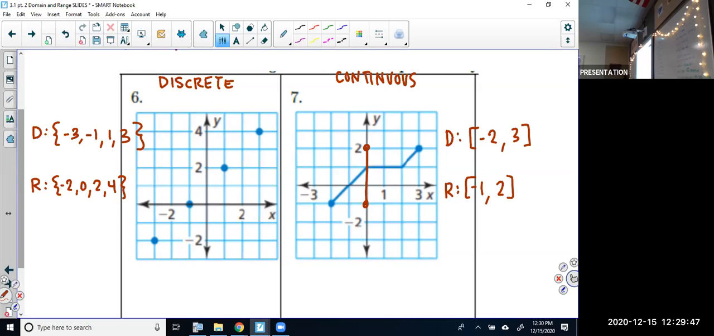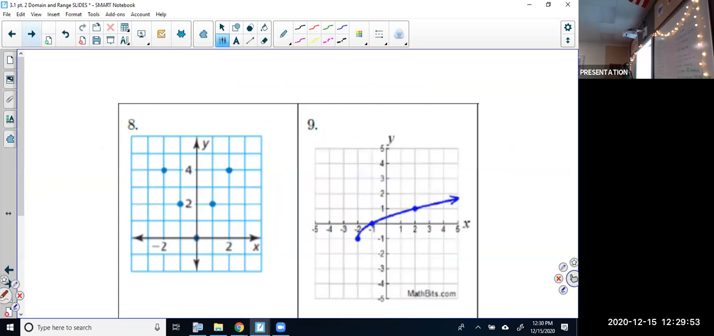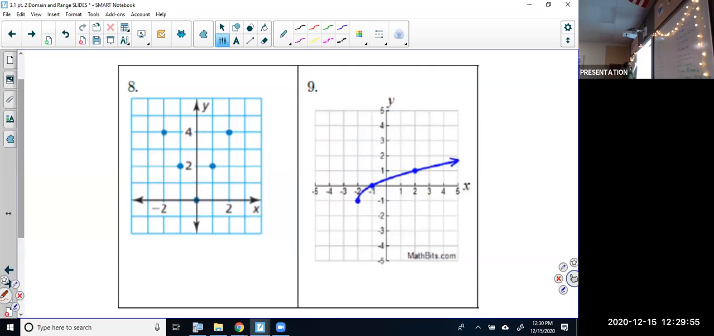Okay, so on number 8, this is a discrete graph again, right? So we're gonna use the squiggly bracket since it's discrete. And we're looking for the domain, so we're gonna go right down to the x-axis. So it's like bam, bam, bam, bam, bam.